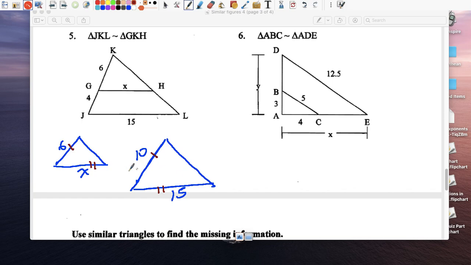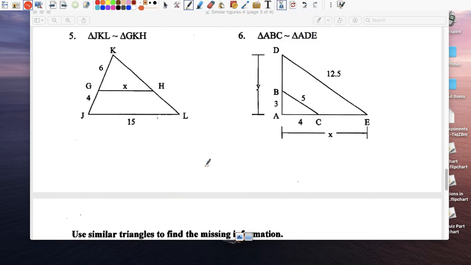So now, just set up your proportion. The ratio of 6 to x is the same thing as the ratio of 10 to 15. Probably cross multiply here. 10x equals 6 times 15, which is 90. Divide both sides by 10, x equals 9. Done.